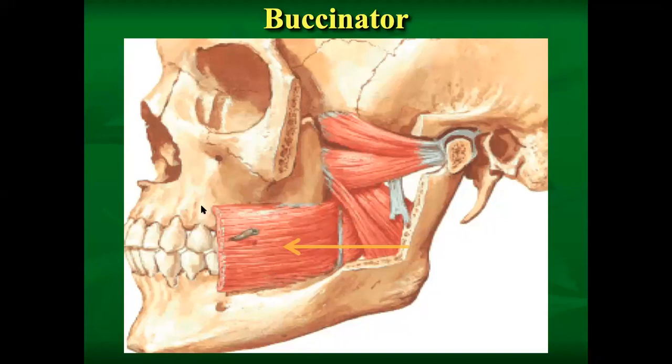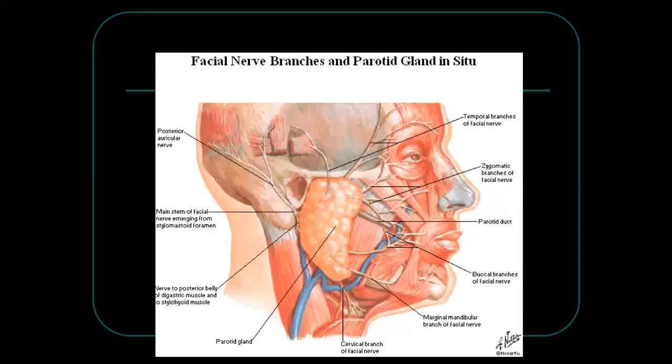Insertion of buccinator, it goes into upper fibers, lower fibers, and wraps along with orbicularis oris, right? So these are the muscles. Now, let us understand the nerve supply. Already we know the names of the muscles of facial expression.